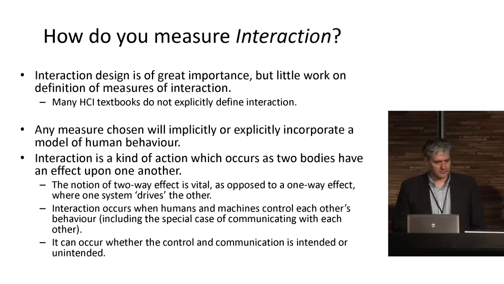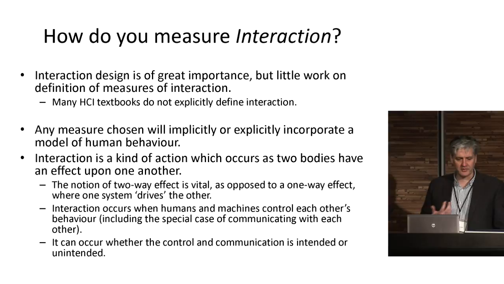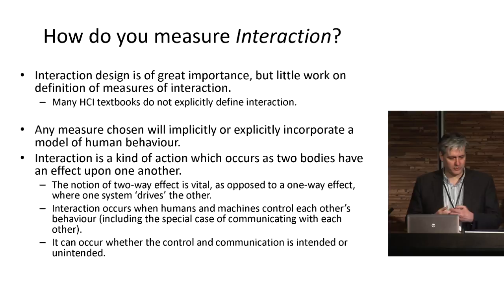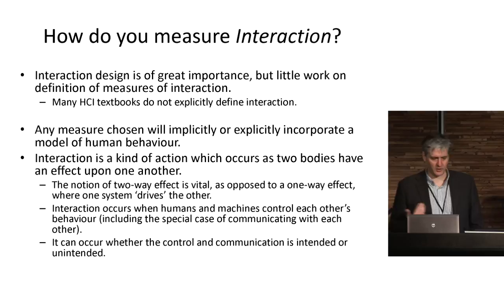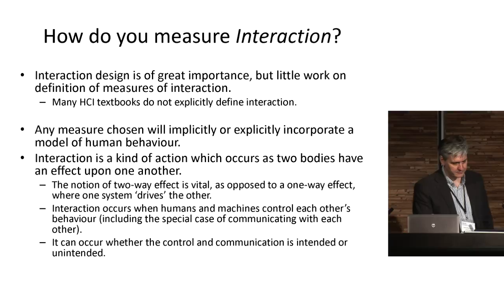Any measure you pick has got to involve implicitly or explicitly human behavior. Interaction is going to be some kind of action which involves two bodies having an effect on one another. It has to be a two-way effect. So it's not just one system driving another completely. They have to be driving each other. They're controlling each other's behavior, and that has the special case of communication. And that can be when the control and communication is intended and unintended.